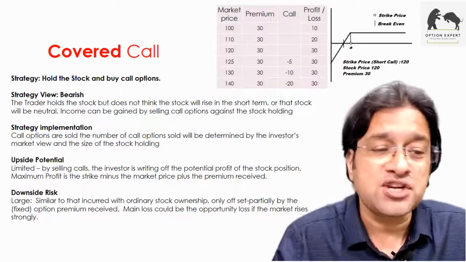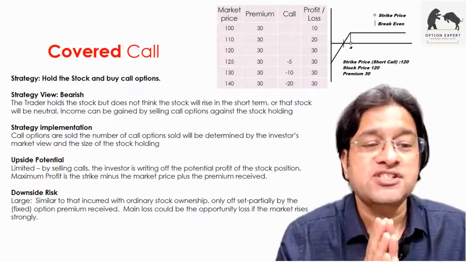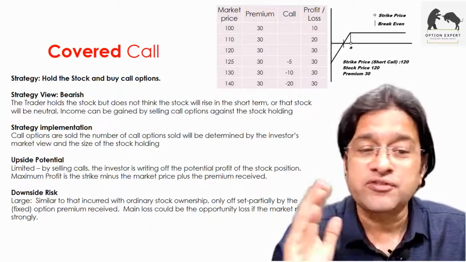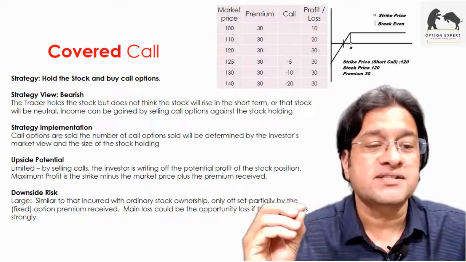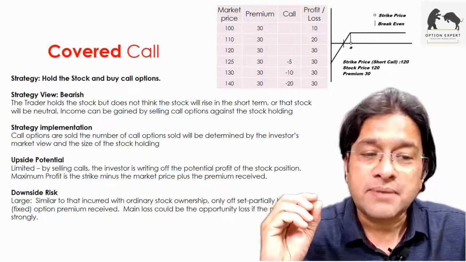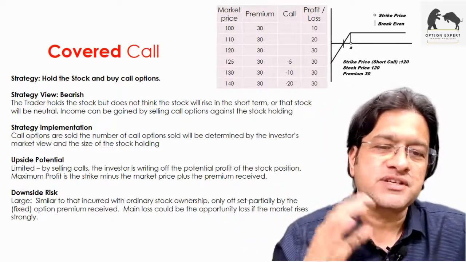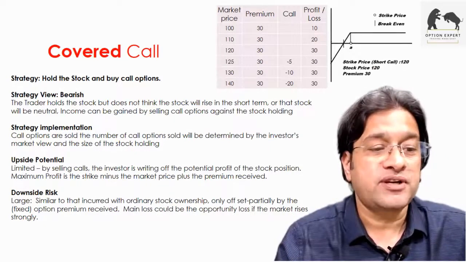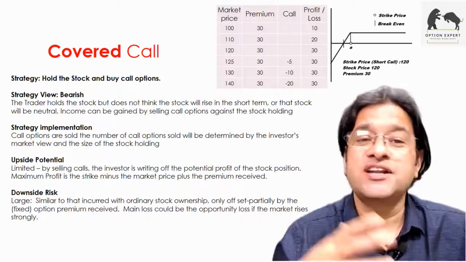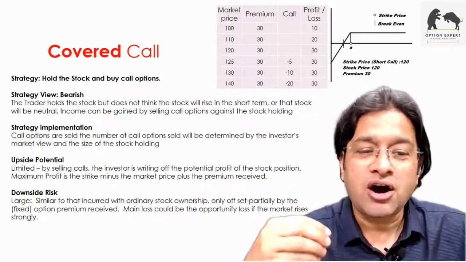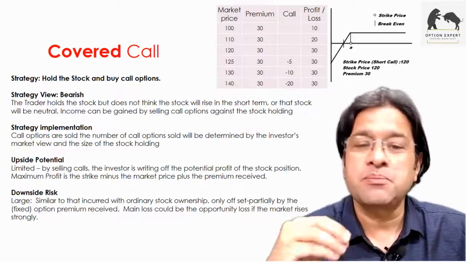Now, what is the upside potential? Upside potential is limited by selling calls, because the investor gives up the potential of the stock position. Maximum profit is the strike minus the market price plus the premium received. Whatever premium you have received, that is the maximum profit. What is the downside? Large, similar to that incurred with ordinary stock ownership, only partially offset by the option premium received.